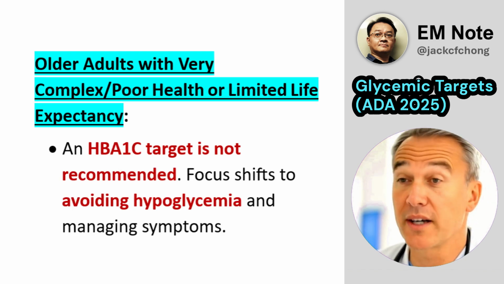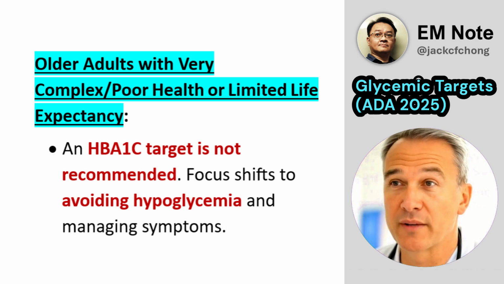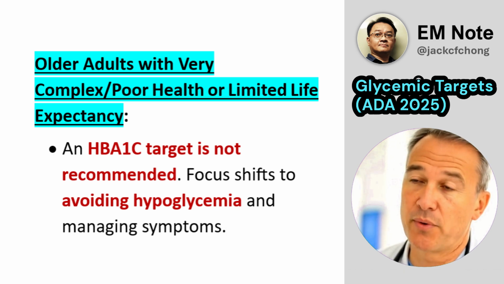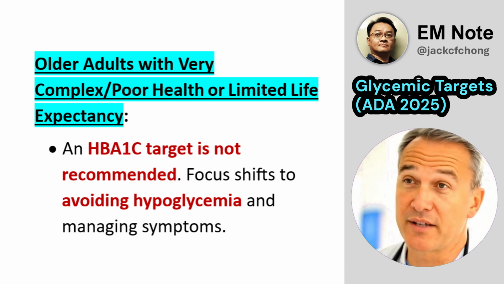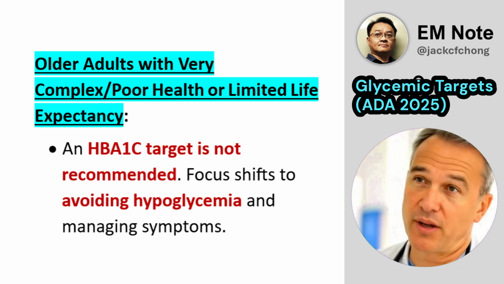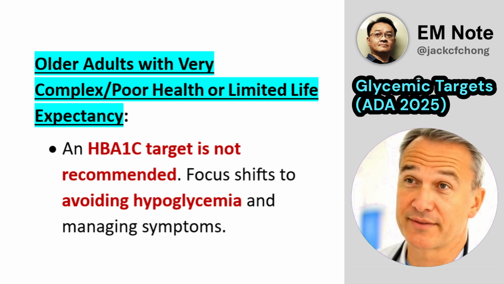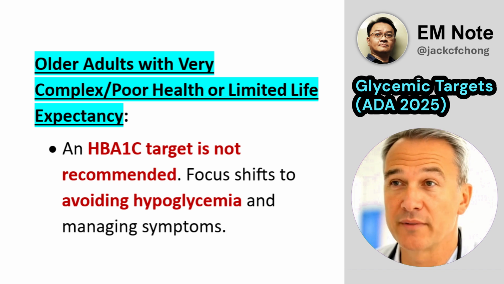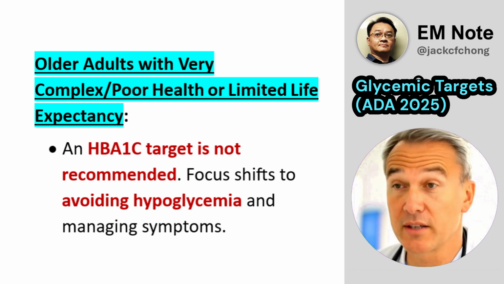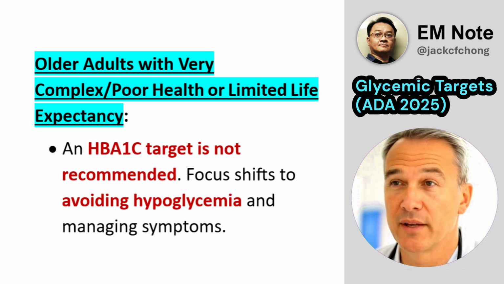Finally, for older adults who have very complex health situations or poor overall health, and for any adult with limited life expectancy, a specific HbA1c target is not recommended. In these situations, the primary focus shifts away from achieving a numerical HbA1c goal. Instead, care is focused on preventing symptomatic high blood sugar and, critically, avoiding episodes of low blood sugar. Management aims to maintain comfort and manage symptoms effectively.